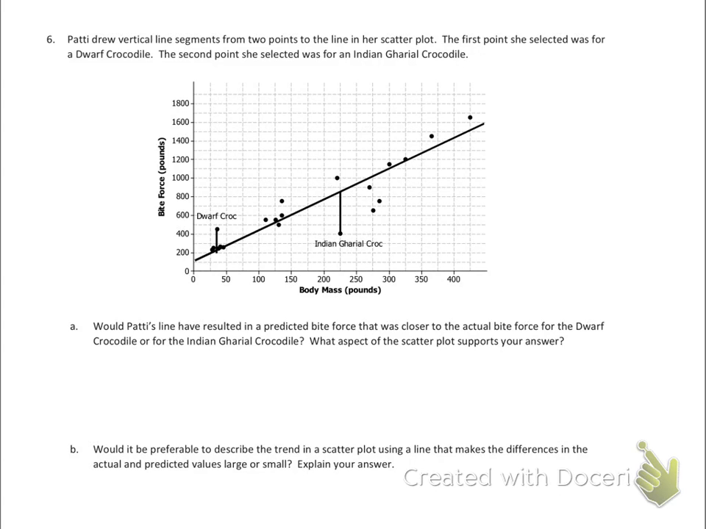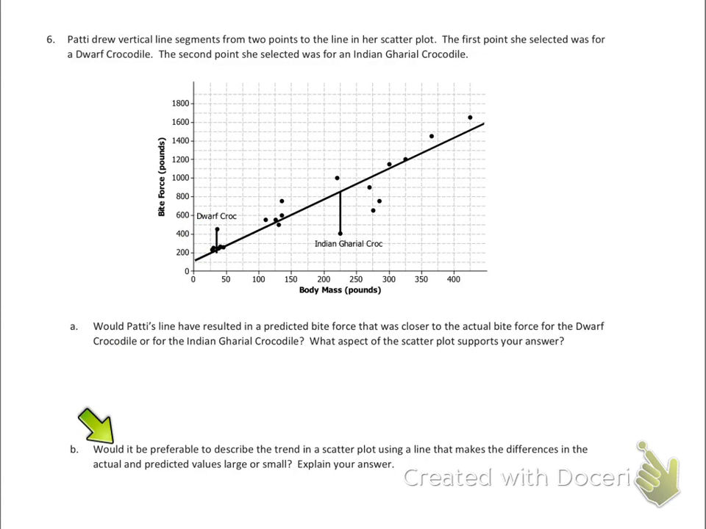Okay, so we can see that her prediction is closer for the dwarf crocodile than for the Indian crocodile. And the aspect of the scatter plot that supports my answer is that the line is further from the data point for the Indian crocodile than from the dwarf crocodile.